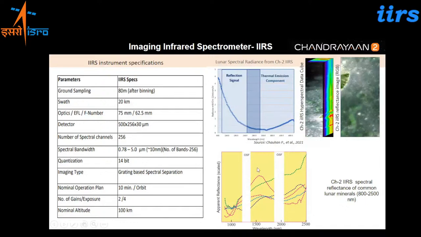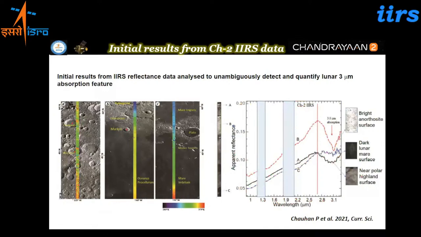That is the radiance. This image shows the radiance distribution of the IIRS spectra from 800 to 5000 nanometer with reflected and thermal components. And this is the image cube generated from the IIRS spectrum. This data has been utilized for identifying various minerals that are present on the Moon. And these are the spectra generated for various minerals, and this instrument was very helpful in unambiguously detecting and quantifying water on the Moon. These are some of the initial results that have been published from utilizing the IIRS reflectance data.